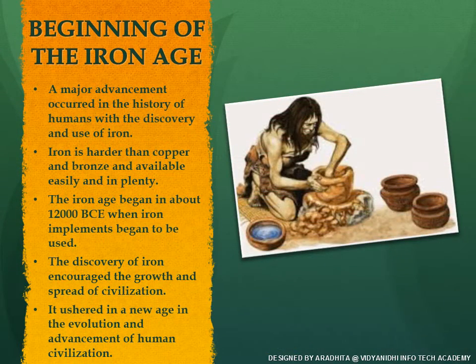Beginning of the Iron Age. A major advancement occurred in the history of humans with the discovery and use of iron. Iron is harder than copper and bronze and available easily in plenty. The Iron Age began in about 12,000 BCE when iron implements began to be used. The discovery of iron encouraged the growth and spread of civilization. It ushered in a new age in the evolution and advancement of human civilization.